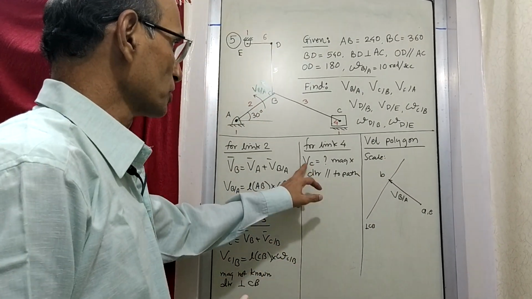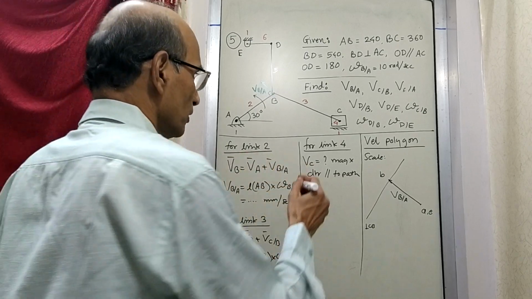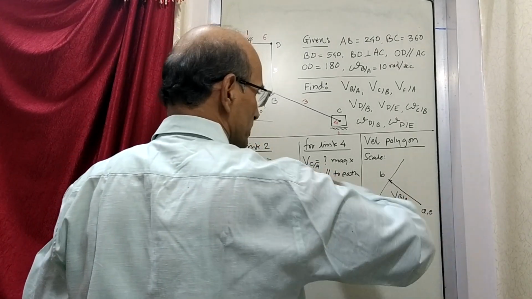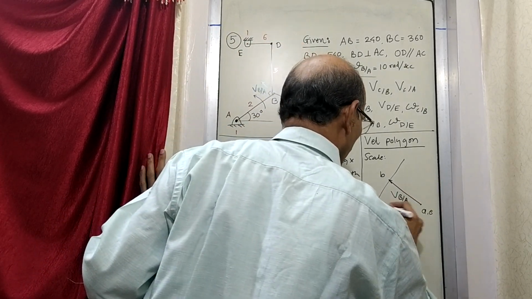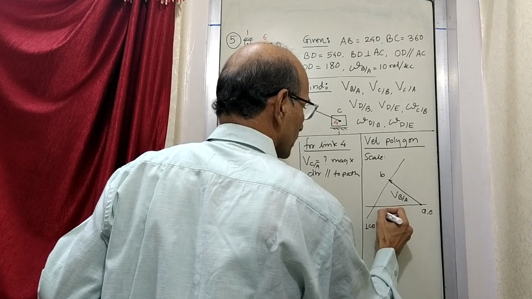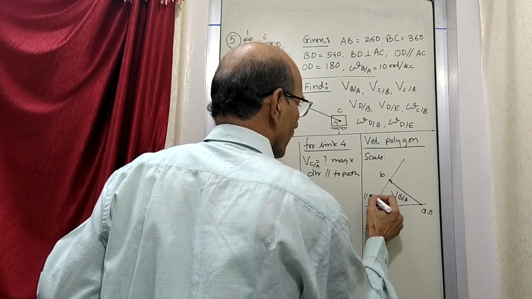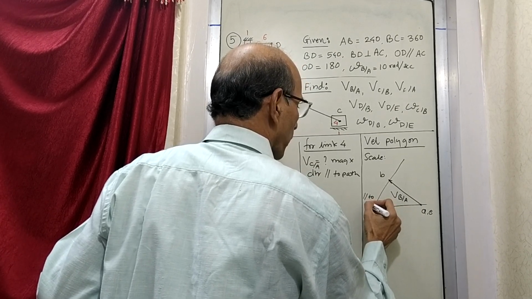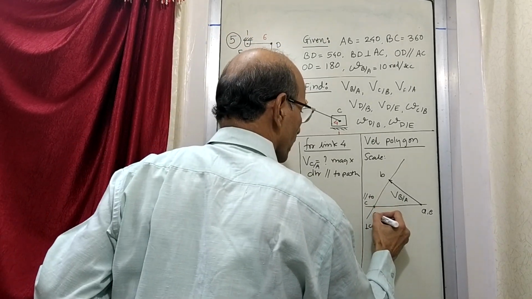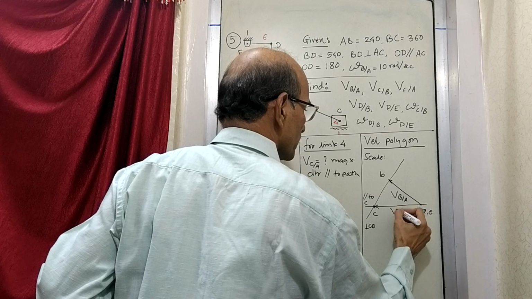Now this velocity of C with respect to A, when nothing is written, that means A is the fixed point. So it is going to be like this. You have drawn this parallel to the path of C. So this gives you point C here, and this gives you velocity of C like this.